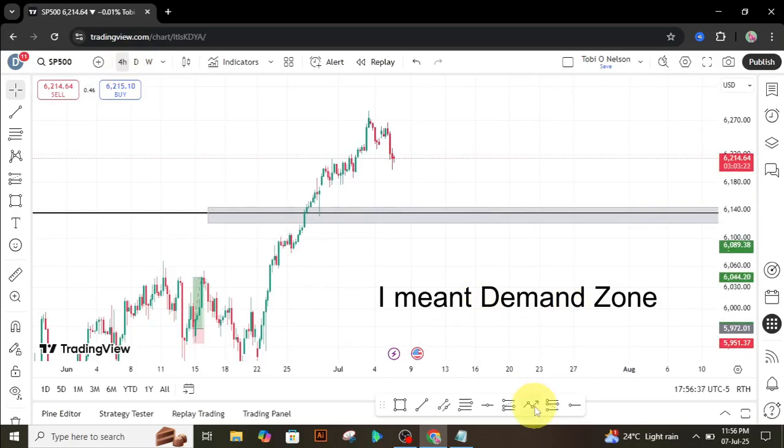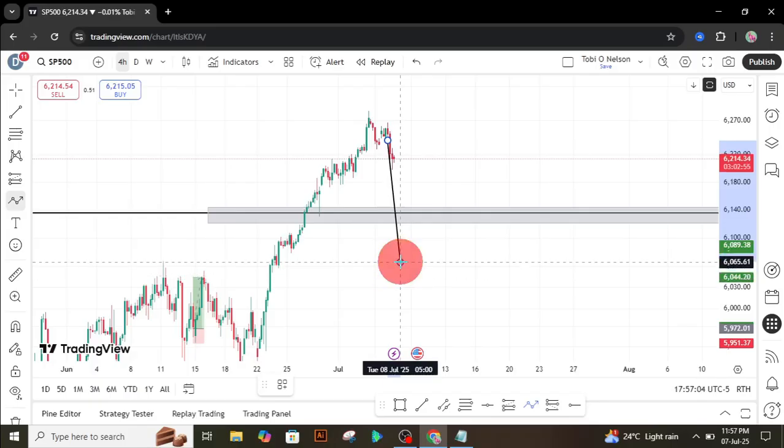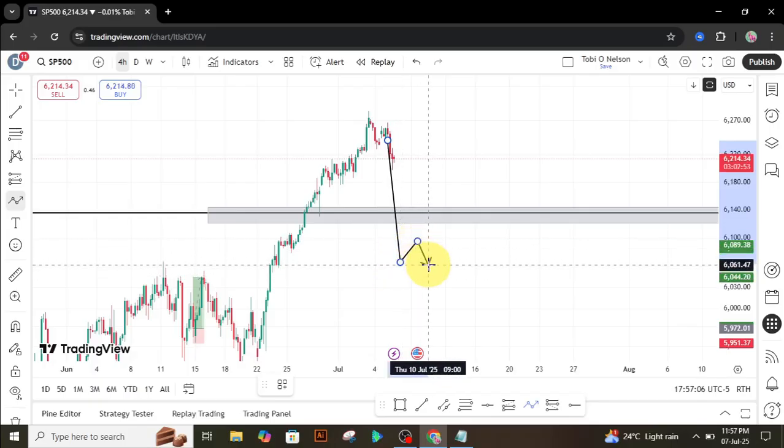If the market just drops down like this as it's coming, you can't just take a buy, because the market has not yet used this place as a demand zone. If it just drops down like that, you can't just take a buy position, because you don't know if the market is going to use this place as a demand zone. The market might go deeper and then start using somewhere around here as a demand zone.